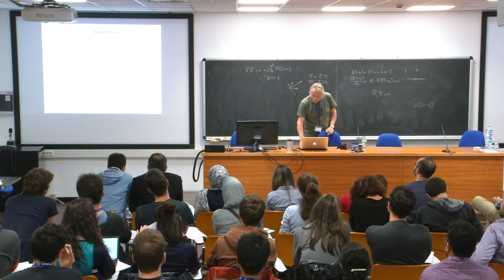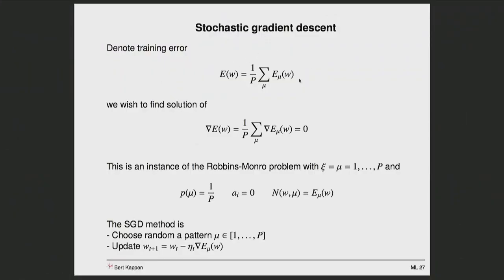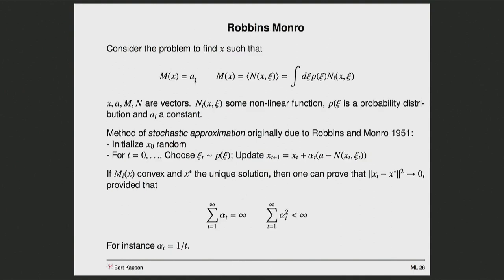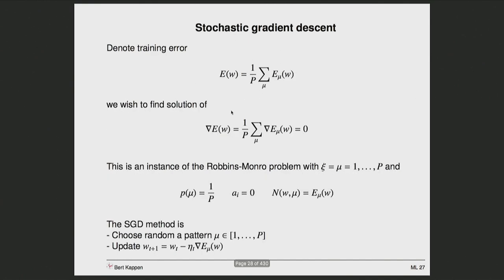So if we apply this to our case, then the training error is this sum of terms. Sorry that I keep on changing the notation. So the gradient was this. The Robbins-Monro problem you get if you take mu to be the xi, taking different values for different samples. The probability of that mu is just uniform. We take the a equal to zero, because that is this zero here. This is wrong, this is a gradient. This is one of the gradient terms, of course. So in other words, the Robbins-Monro theorem says that the stochastic gradient descent method converges, if you choose random patterns and update in this way, and you take your learning rate to zero.